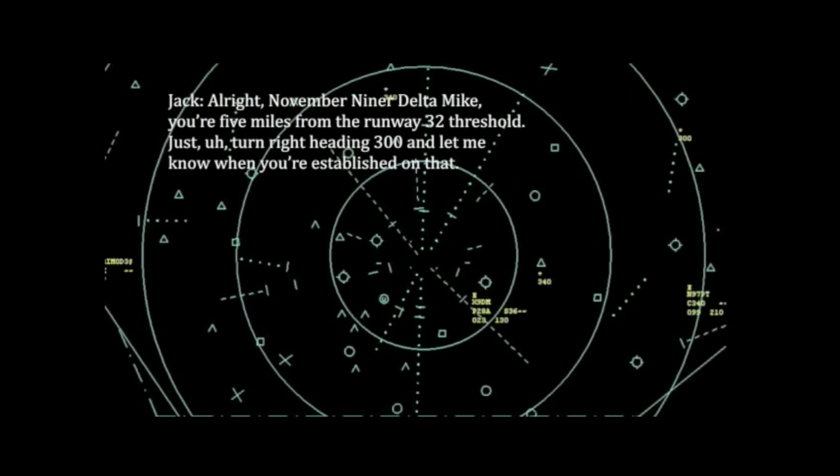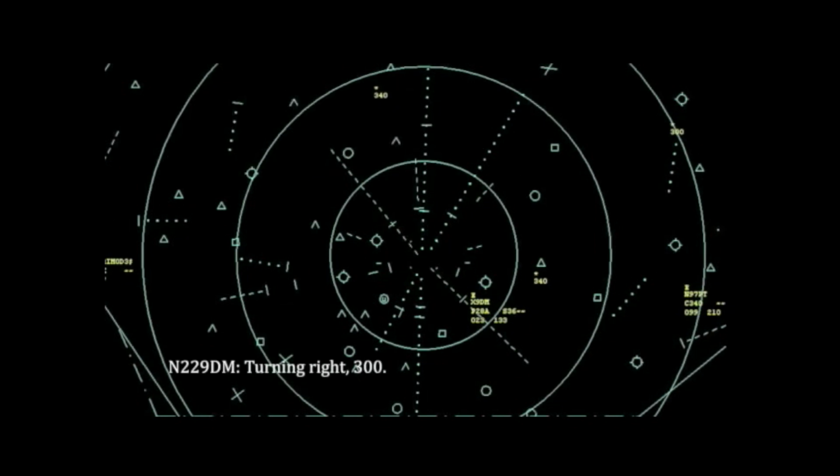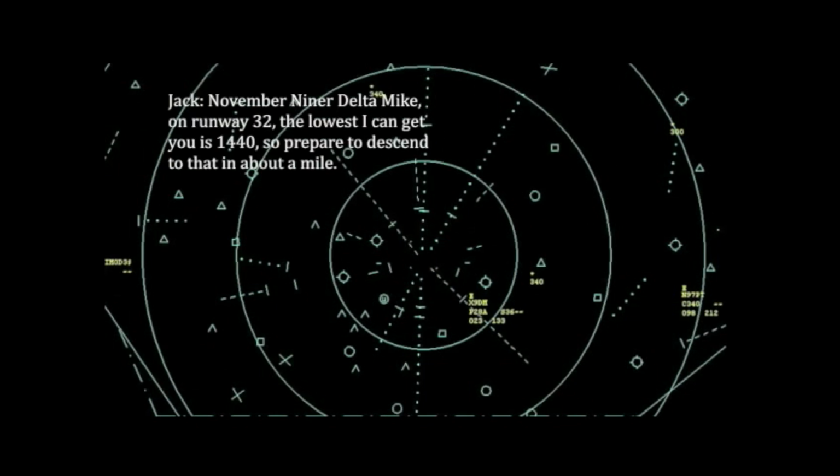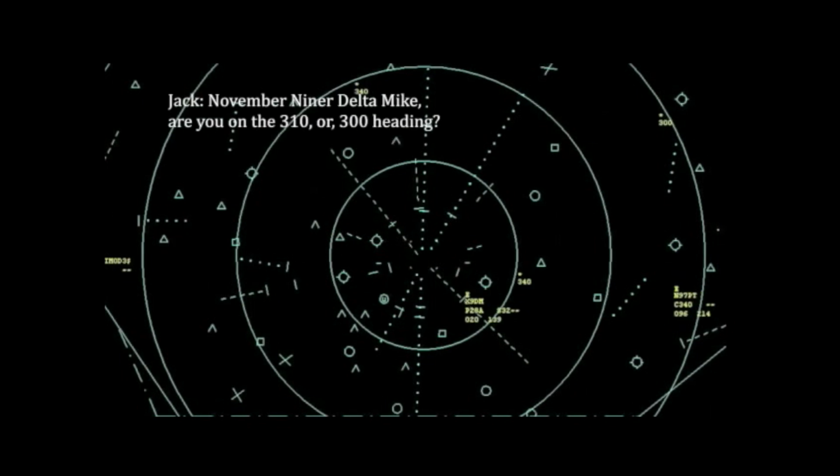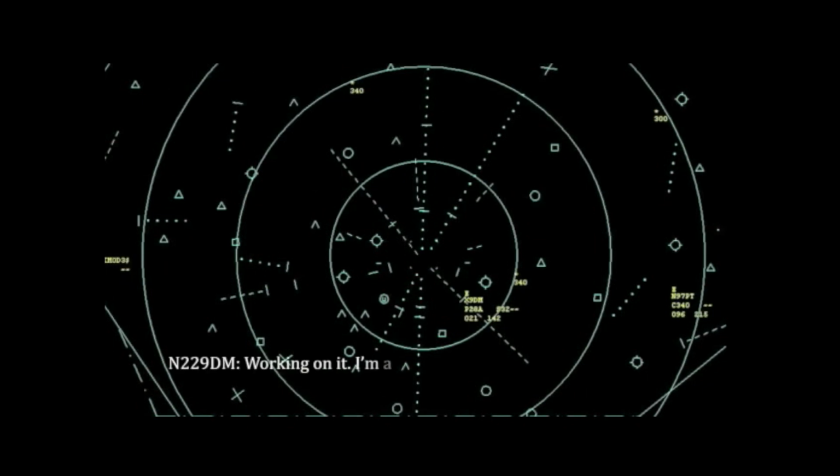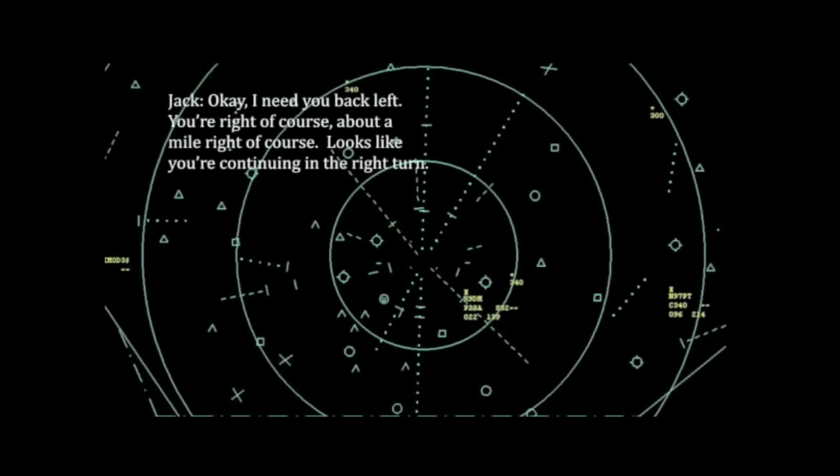Just turn right, heading 300, and let me know when you're established on that. Turning right, 300. November 9 or Delta Mike on runway 32, the lowest I can get you is 1,440, so prepare to descend to that in about a mile. November 9 or Delta Mike, are you on the 300 heading? Working on it, though, about 3-1 right now. Okay, I need you back left. You're right of course, about a mile right of course. And it looks like you're continuing in the right turn.